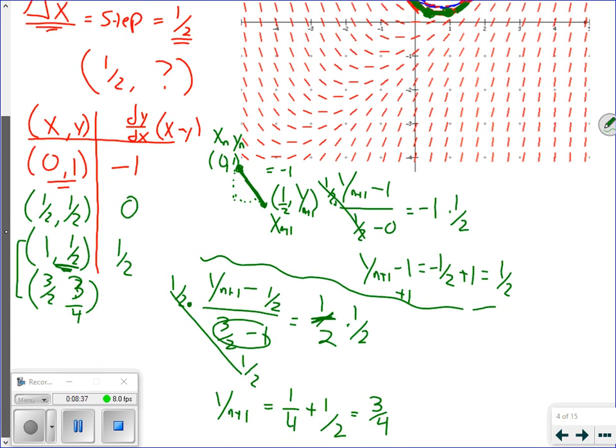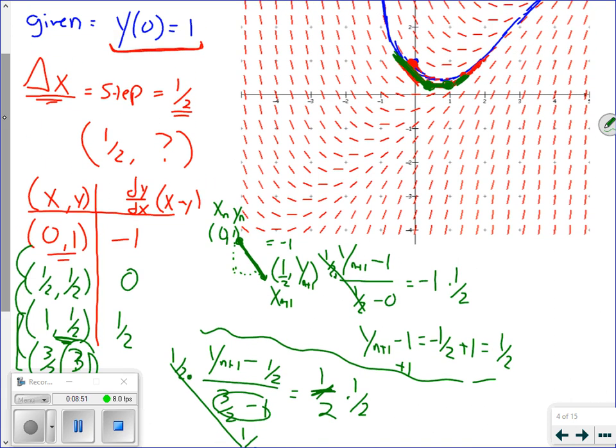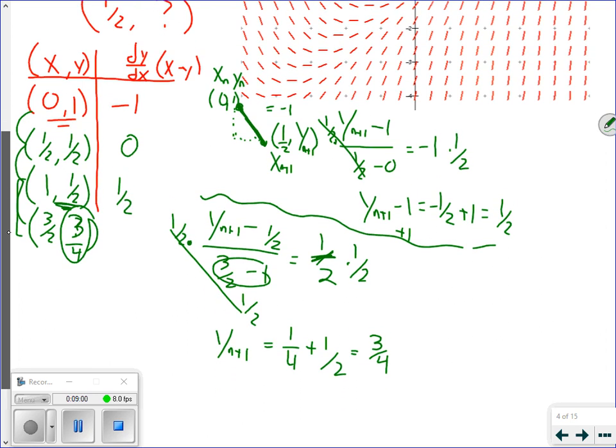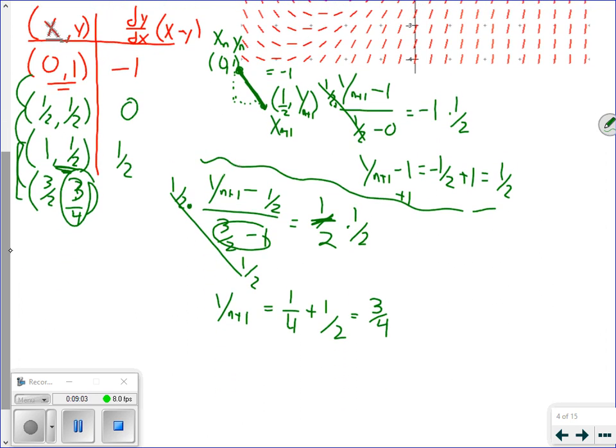So my next y value is actually 3/4. I started at the given point (0, 1), and I did a step size of 1/2, and I traveled along my slope field until I reached 3/2 to be 3/4. I approximated that point to be 3/4. But if you look up here on my graph, if I go over to 3/2 at this point, yeah, that looks to be about 3/4. So I traced along the slope field to approximate that point. Maybe take a second, pause it, look at that if you can. But I'm going to generalize this equation in the next example.